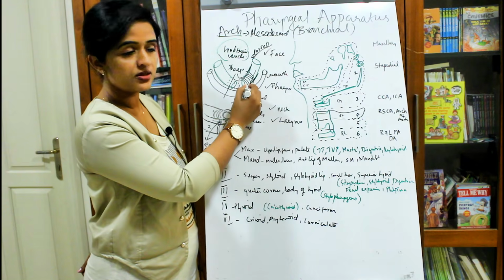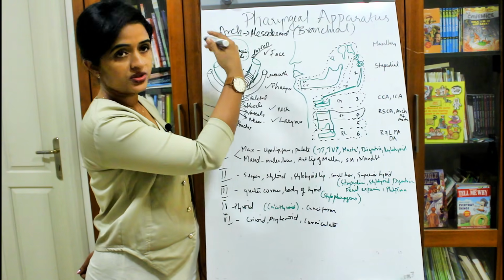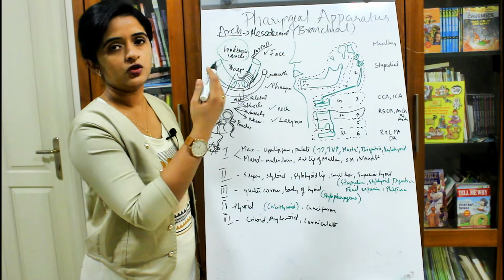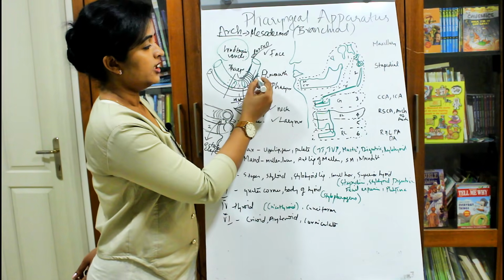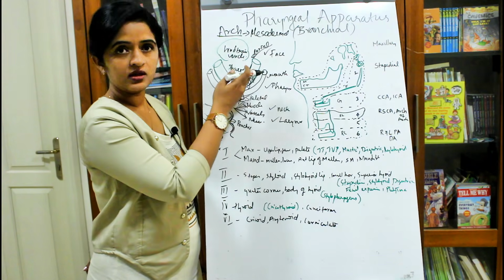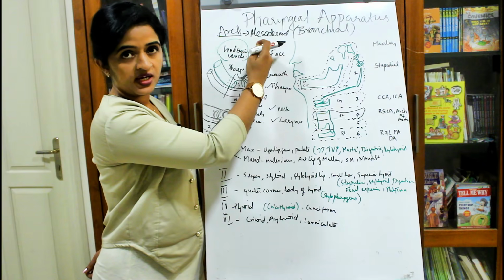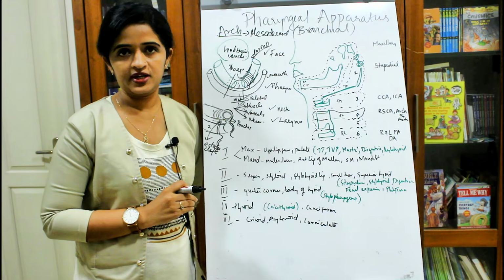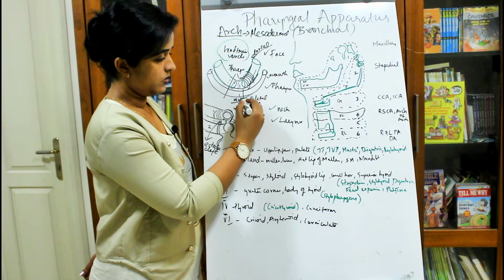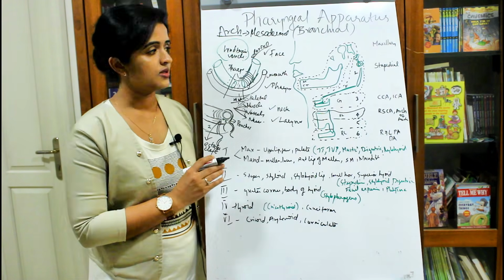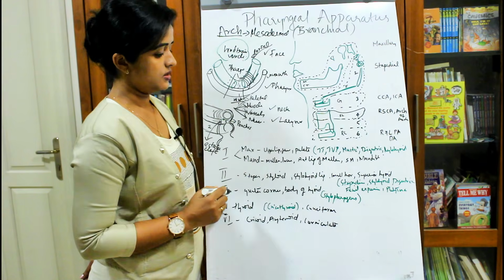And each arch has got 2 borders. Can you see the 2 borders? The one which is closer to the head, the upper part, you call it as the cranial border, and the lower part you call it as the caudal border. So cranial border, caudal border, the posterior end you call it as dorsal end, and the anterior aspect you call it as ventral end. Now we will move on to the skeletal derivatives of the arches.